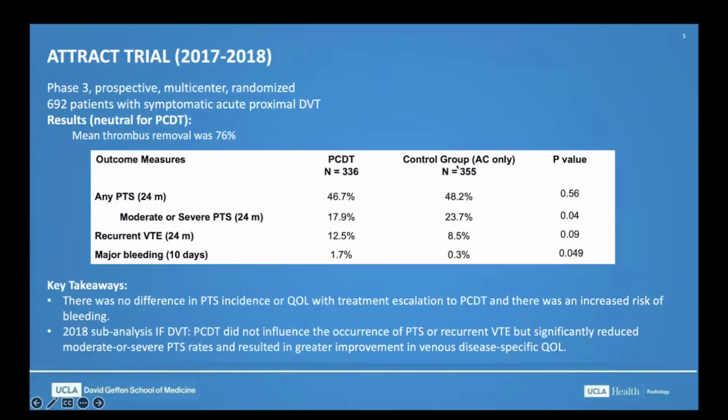One of our biggest trials to date that looked at patients with DVT and what should be done for these patients with DVT is called the ATTRACT trial. It was a randomized controlled trial, multi-center. Basically, it had enrolled 692 patients. It ended in 2014, and the patients were followed up for 2 years after.